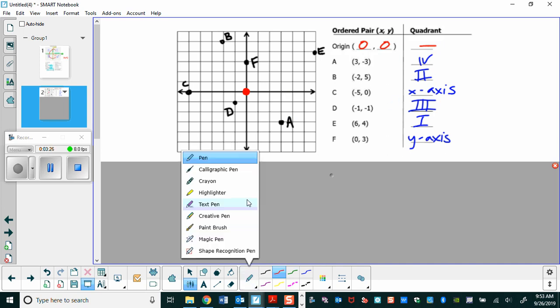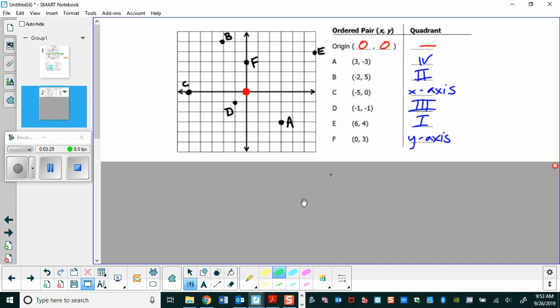Now the ones that I wanted to make sure I reviewed real quick with you guys is that to be on the x-axis, you're going to be given an x coordinate. So for point C, from the origin, we simply move back 5, and then the 0 means we don't go up or down any. So that one's on the x-axis.